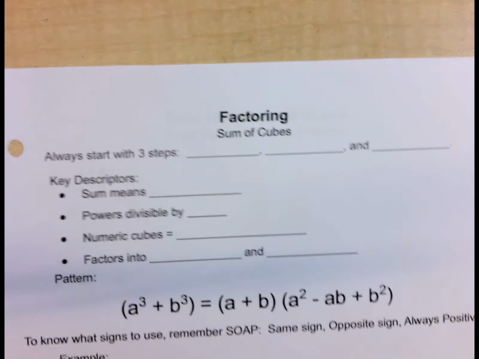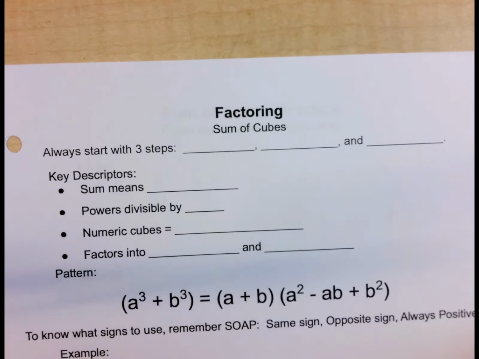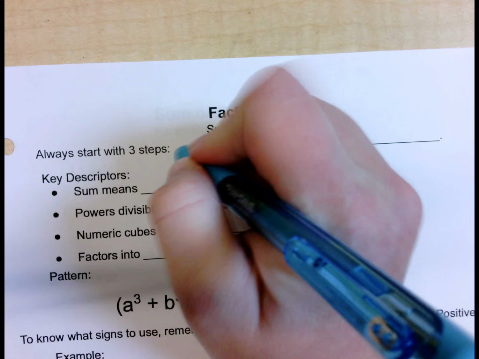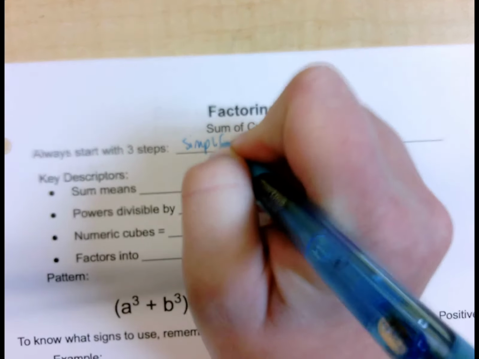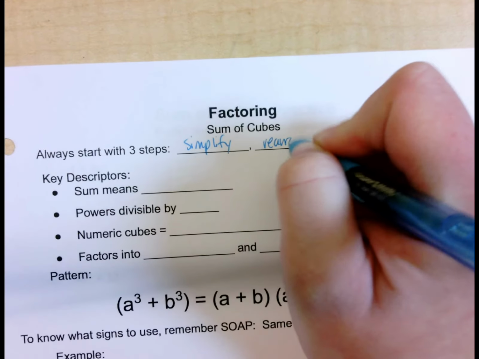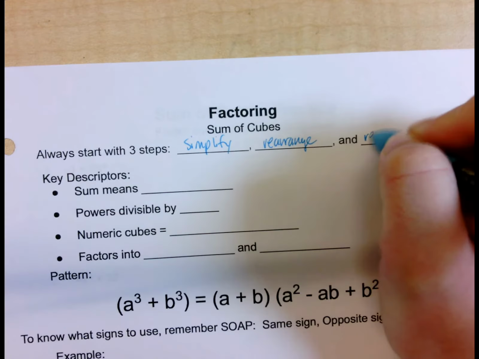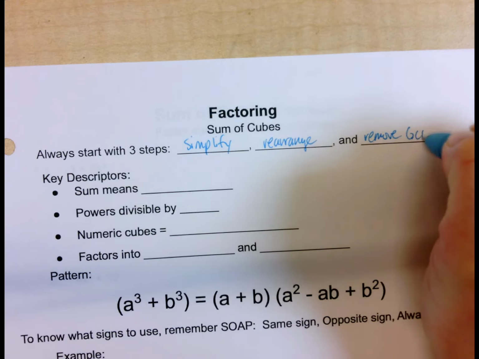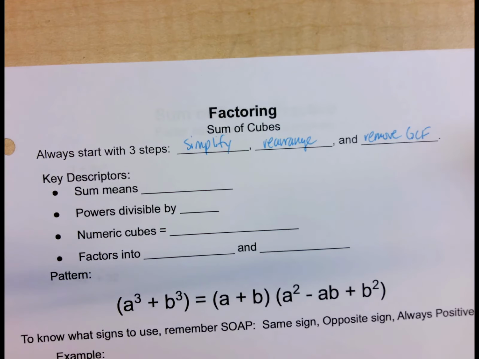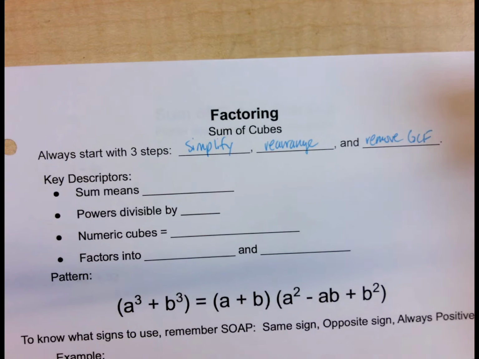All right, so let's start our notes for today. So first off, we are doing sum of cubes today. So we always start with 3 steps. We always simplify, we always rearrange, and we always remove a greatest common factor, okay? This is what we do every time, all right? Now, again, remember that you have to know how to find whether something is a sum of cubes or not.